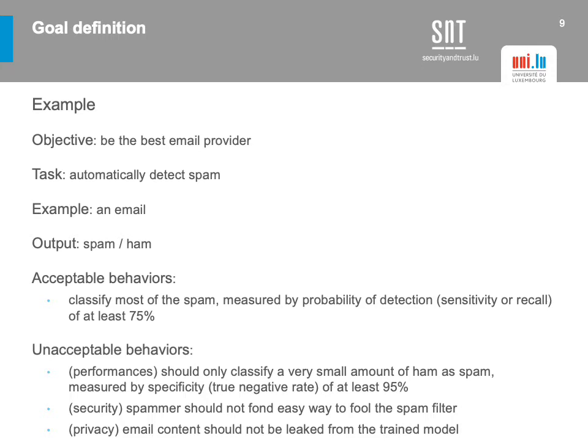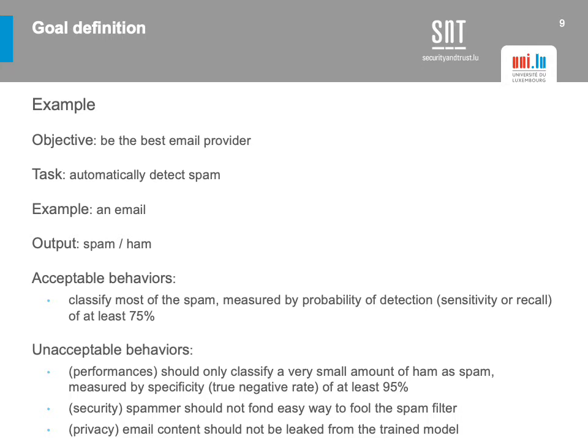Well, first, in terms of performance, we want our filter to classify only spam, and to classify a very small amount of ham, so something that is not spam, as a spam. So we want to not make too many mistakes of that specific type. So we can measure that unacceptable behavior by the specificity. The specificity is a metric. It's also called the true negative rate, and it corresponds to the amount of ham that is classified as ham. So here it can be at least 95%, so that we don't put too much ham into the spam folder, for example.